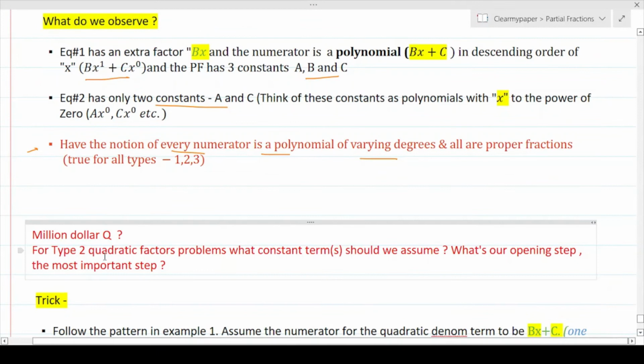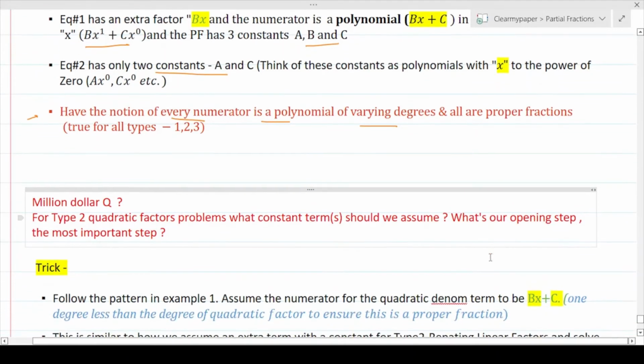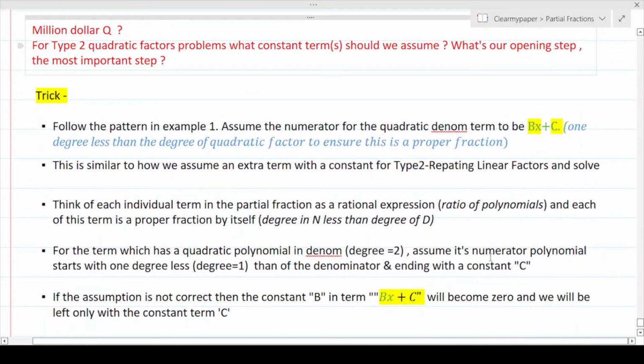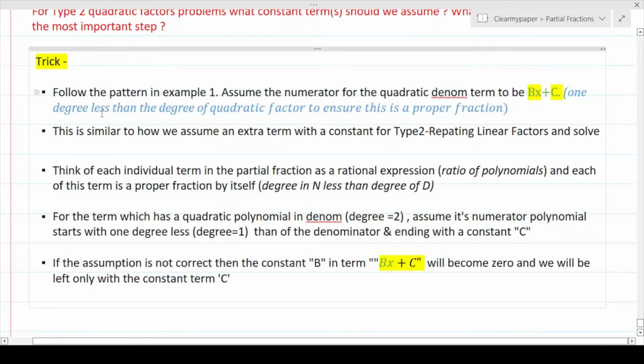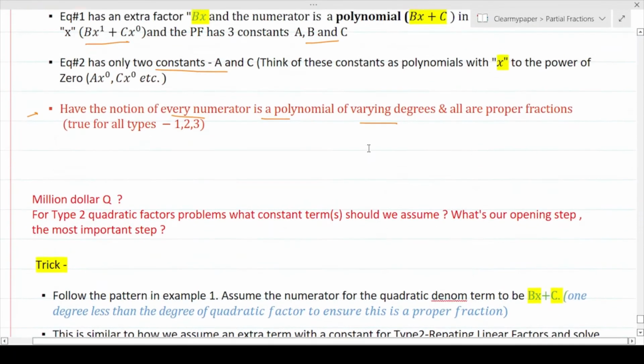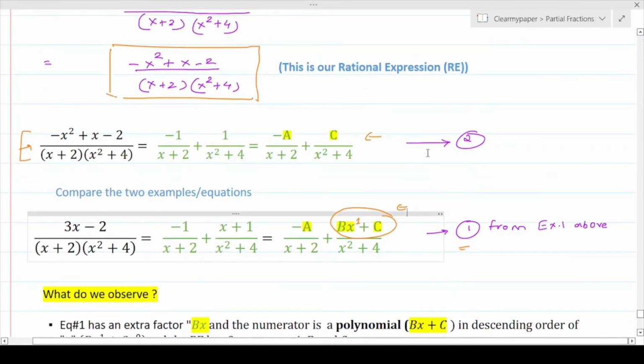Like for type 2 quadratic factors problems, what constant term should we assume? What's our opening step, the most important step? And the trick to that is very simple. It's kind of parallel to what we did in type 2, where we brought in that extra constant term, right? So what we will do is we'll always follow the pattern in example 1. What does it mean? We will not follow this pattern. We'll always assume, regardless of whether it's required or not, that we have to put three constants, okay? And in this format exactly.